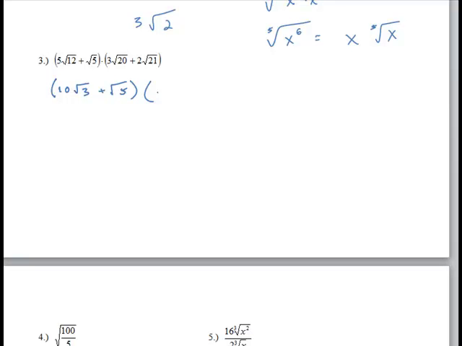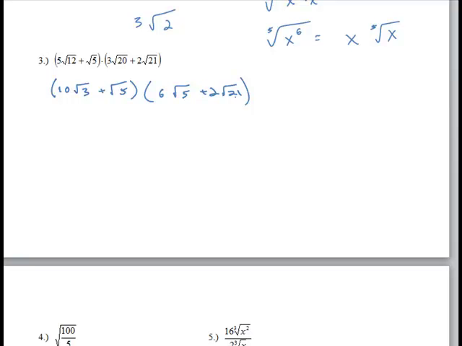The next set of parentheses, that first radical, once again, can be simplified a little bit. Square root of 20, break it up into 4 times 5. The square root of 4 is 2. Bring it out in front with that 3. 2 times 3 is 6, leaving us 6 times the square root of 5 plus 2 times the square root of 21.